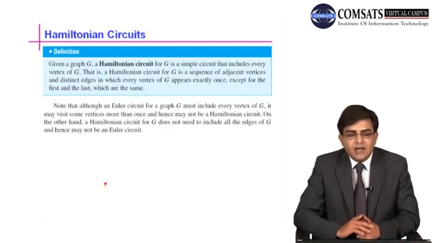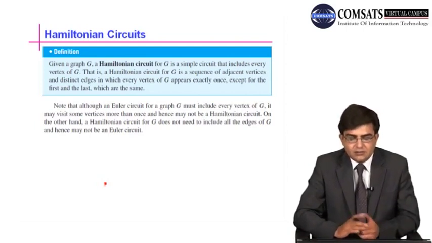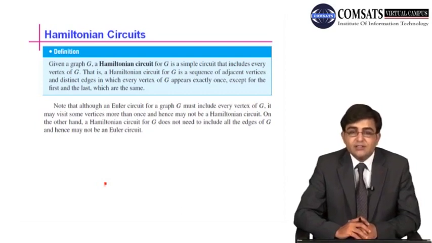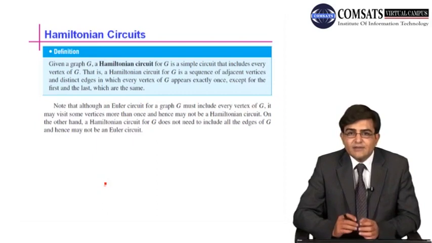Now we move to the Hamiltonian circuits. This is basically somewhat similar to Euler circuit, but some conditions are different here in Hamiltonian circuits. We shall also discuss some applications of Hamiltonian circuits. Given any graph G, a Hamiltonian circuit for G is a simple circuit. Euler circuit was a circuit. This Hamiltonian circuit is a simple circuit. In a simple circuit, you cannot basically repeat an edge.